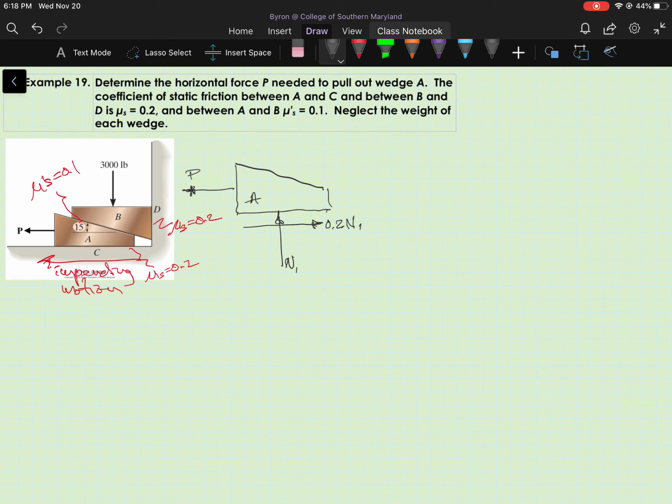And we also have a normal force acting on the block from B. We'll call that N sub 2, and the limiting static frictional force between A and B is the coefficient of static friction, which we were told was 0.1, times N sub 2.